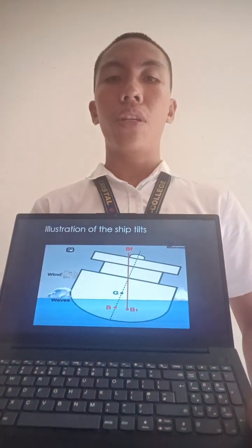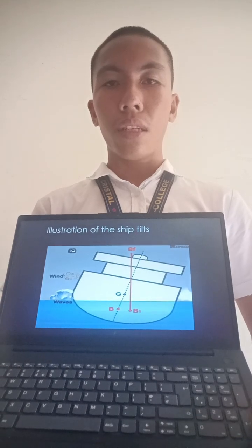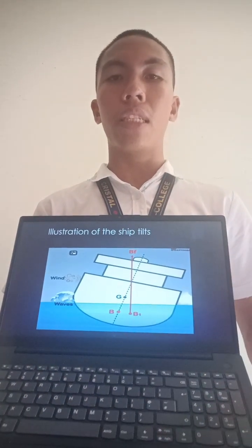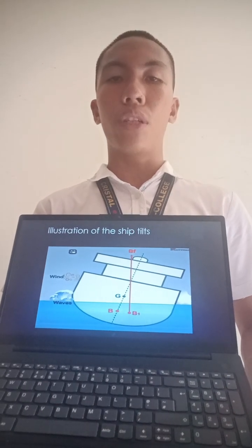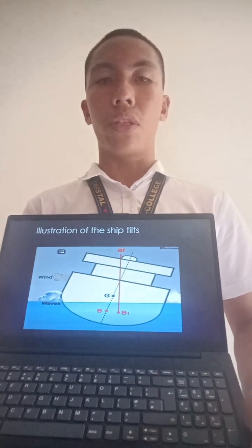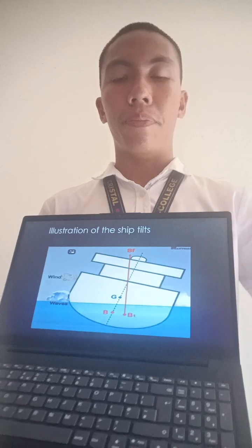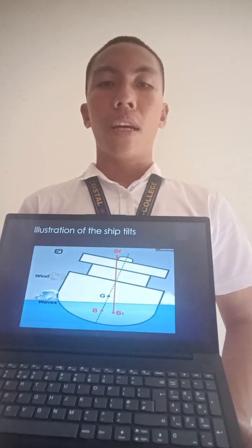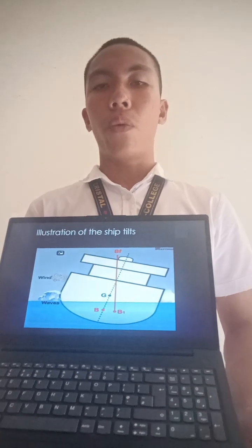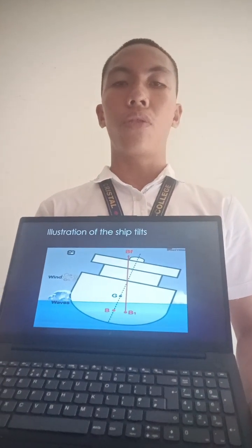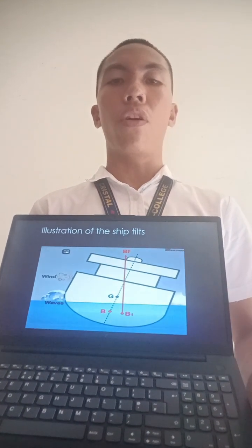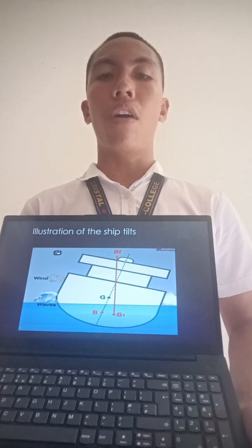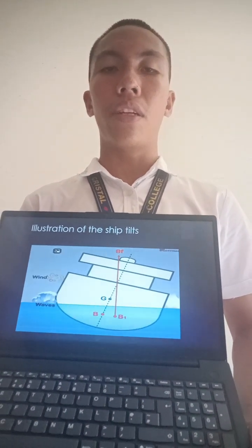And picture a ship floating in water. The ship's weight pulls it downwards while the water pushes upwards, creating a buoyant force. The buoyant force must be equal to the weight of the ship for it to float. The location of the center of buoyancy depends on the shape of the ship and the amount of water it displaces.